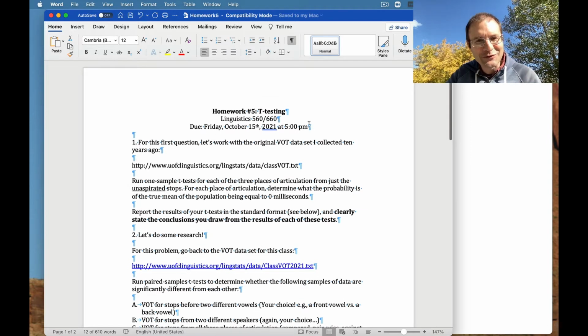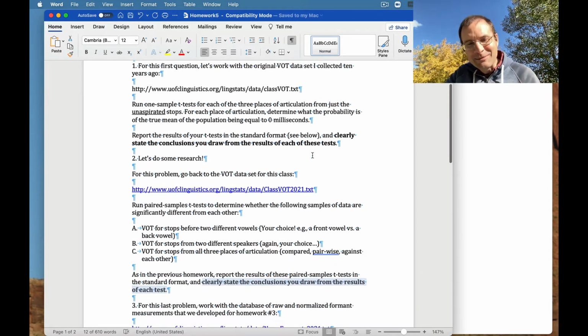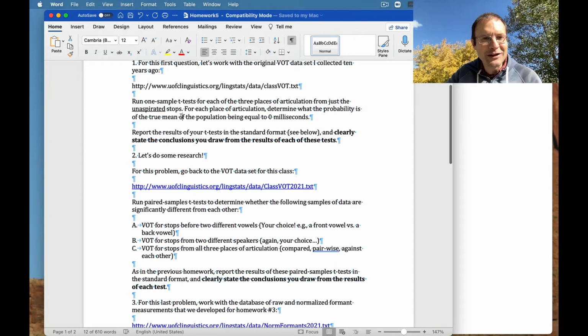Like I said, I've been doing this for a while, for 10 years. Give me an answer to the question: is the true mean of the population of these VOTs equal to 0 milliseconds or not? You will find that out by running these t-tests, or you will be able to make an educated guess as to what the answer to that question is by running these t-tests.